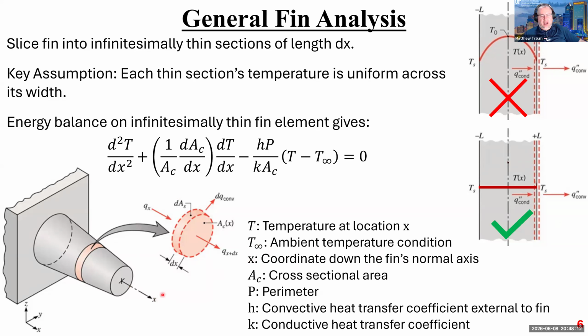So here's X. AC is the cross-sectional area. You can see here in the schematic, AC is like this surface, the surface of the slice of the fin. P is the perimeter, so the circumference all the way around this circle would be its perimeter. And then H is the convective heat transfer coefficient on the external surface of the fin, and K is the conductive heat transfer coefficient, basically thermal conductivity, on the inside of the fin.